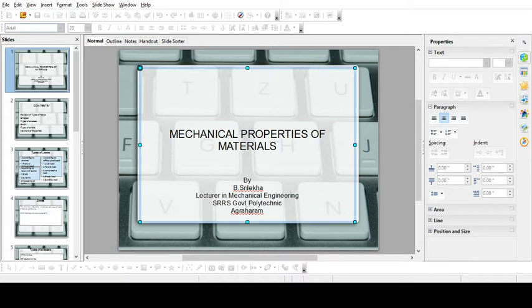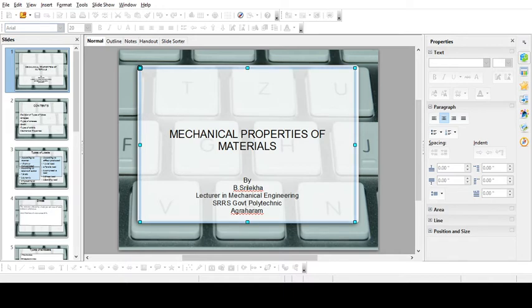You will come across the term proof resilience in further classes. It is a desirable property for parts which are subjected to impact loads, to sudden loads. Next comes toughness.